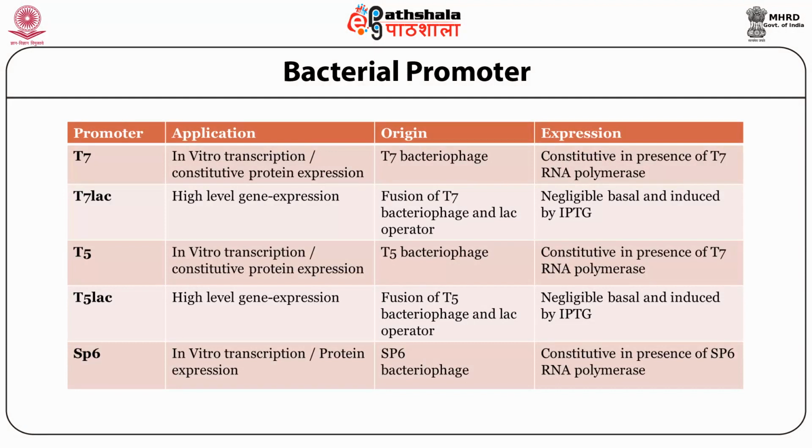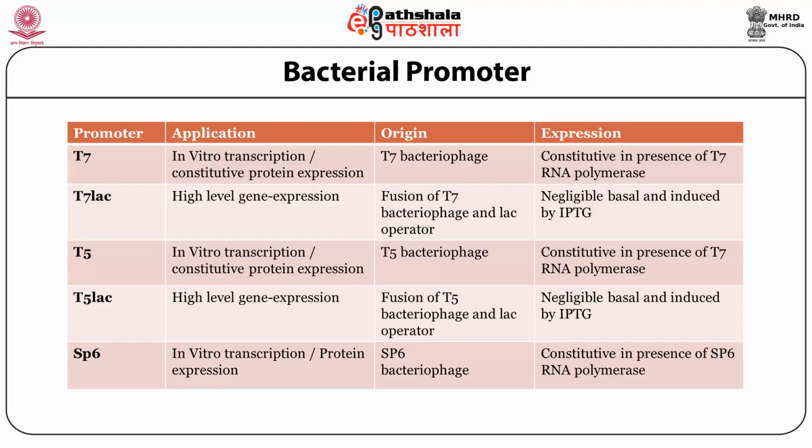There is a range of them. Most of them, or all of them, are of phage origin. So for example, in this case, the T7 promoter, which is isolated from T7 bacteriophage, is used for in vitro transcription experiments and also for constitutive protein expression. For this promoter to function, or to produce a transcript, it requires the presence of T7 RNA polymerase, which should be present in the host cells.